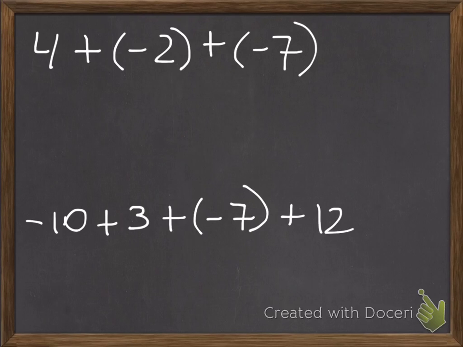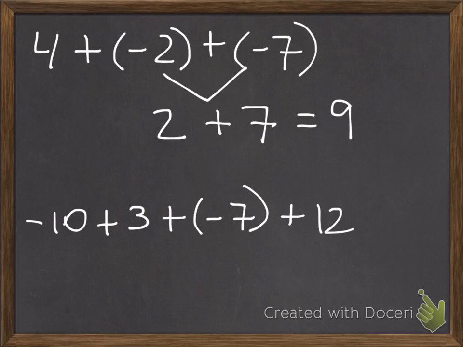So I could start with the 2 negatives, and we take the absolute value of them. Since they're the same sign, we add them to get 9, but we keep the sign, so negative 9. And then I would rewrite what I have left over. So now I have 4 plus negative 9, and I need to do that problem.